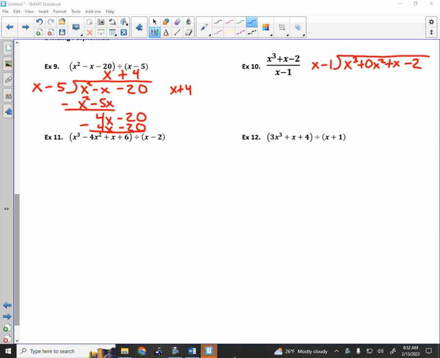What do we multiply x by to get x cubed? X squared. Multiply that back through, and we get x cubed minus x squared. The first term should always go away. So notice x cubed minus x cubed gives me 0. Well, what is 0 x squared minus negative x squared? If you have to write it out, write it out. Positive 1x squared.